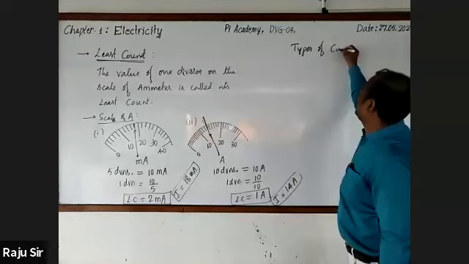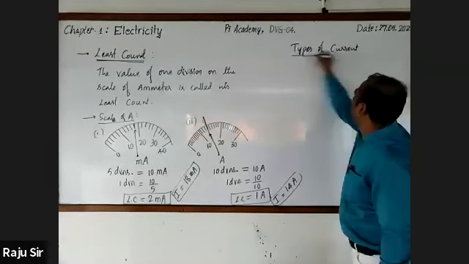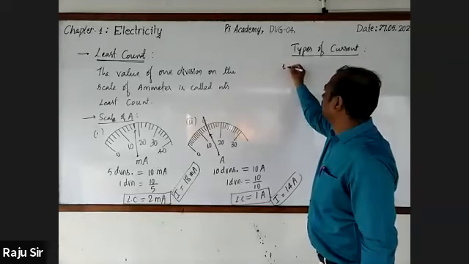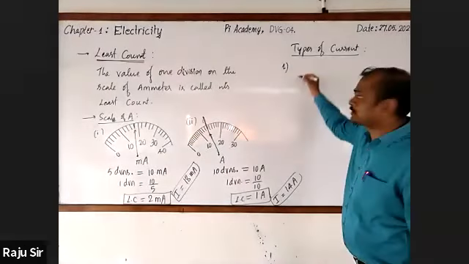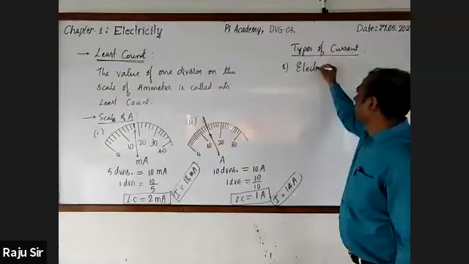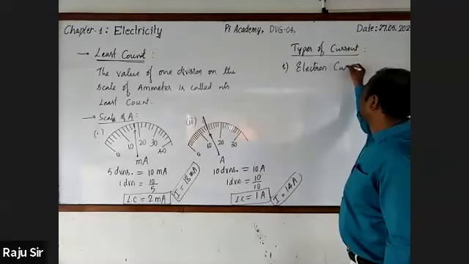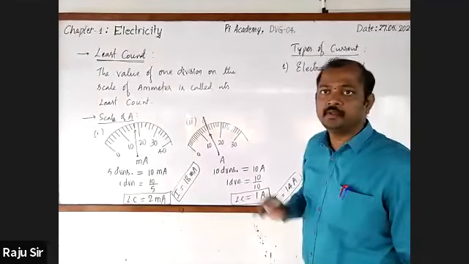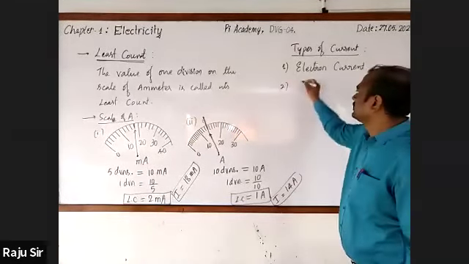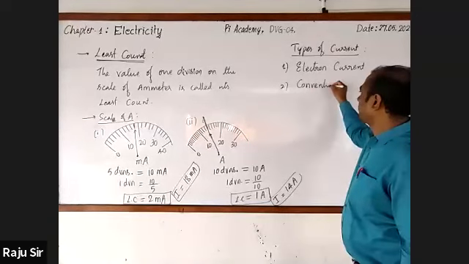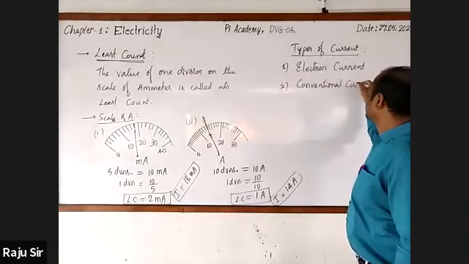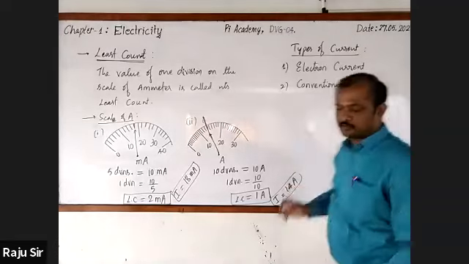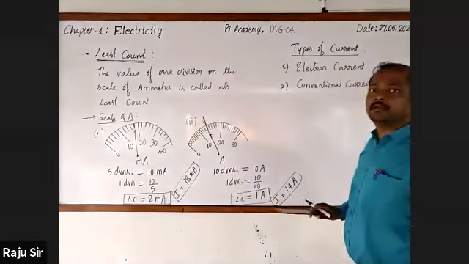Next, types of current. Write it quickly. One is electron current. Please go on writing with me. Don't be lagging. Electron current. Second one is conventional current. Electron current and conventional current.